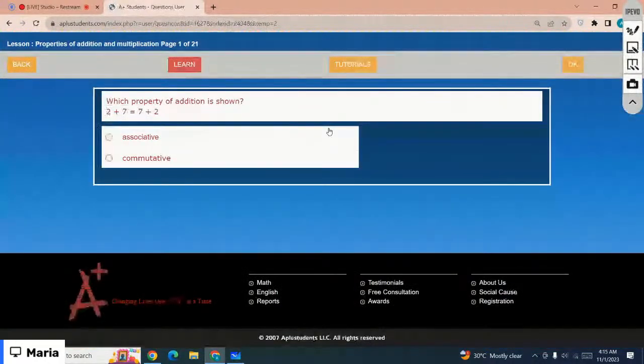Okay, which property of addition is shown? 2 plus 7 and 7 plus 2. Is it associative or commutative? Which is the correct option? Two numbers are involved, right? Just their order is different, so the answer is the same. That is the commutative property, right?